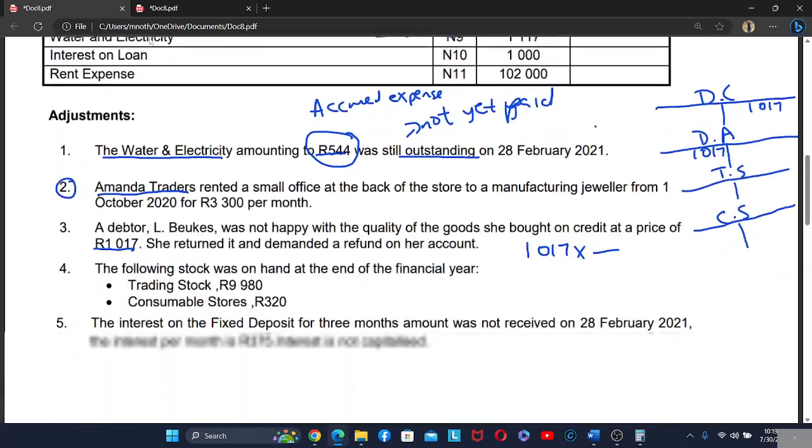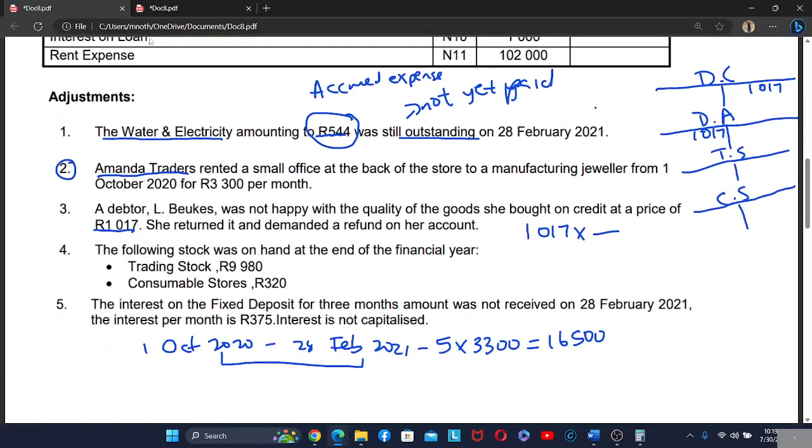Okay, now 1,017. So below we put what we have. What we have is the selling price, and what we're looking for is the cost price, which is 100%, which is going to be 565.